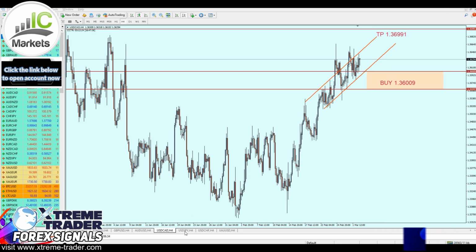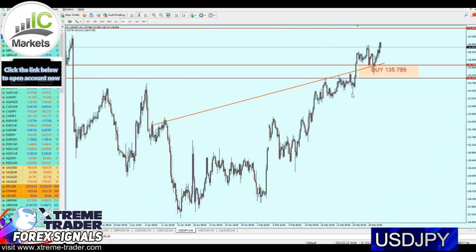Moving now to the USDJPY, which actually working very well so far. And as you can see, currently the USDJPY is running in about 100 pips of profit.